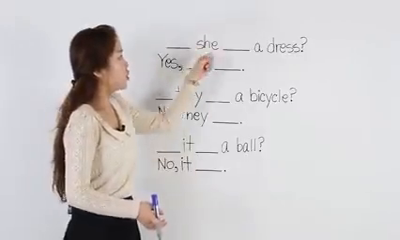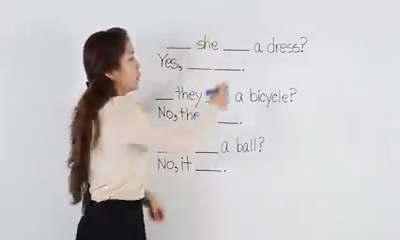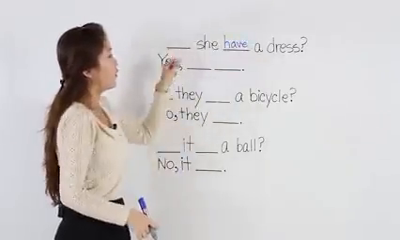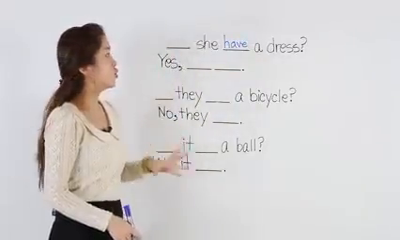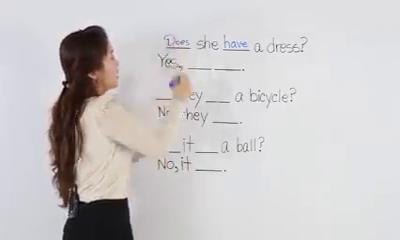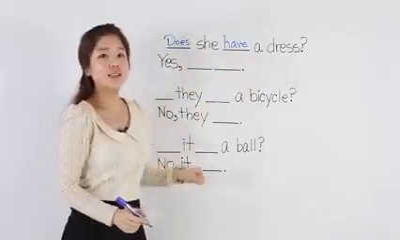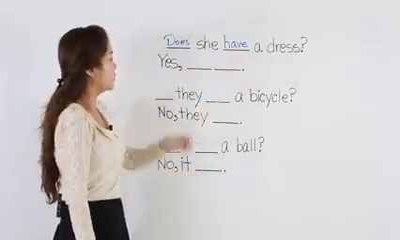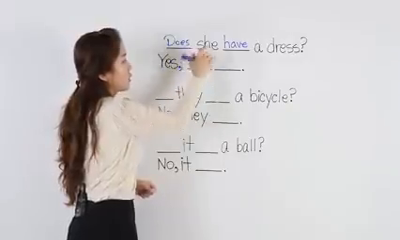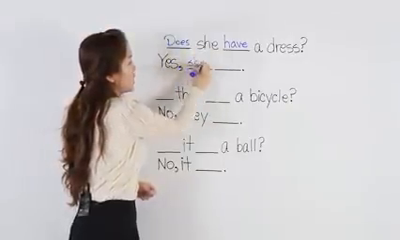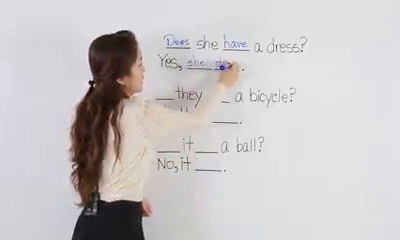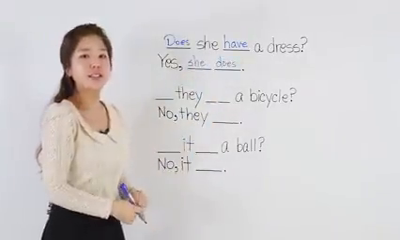Okay, we have she. Well, remember, for all questions, we use have. In the front, should we use does or do? The answer is does. Does she have a dress? When we answer yes, what do we put here? Remember, we put the pronoun she. And the answer does. Yes, she does.